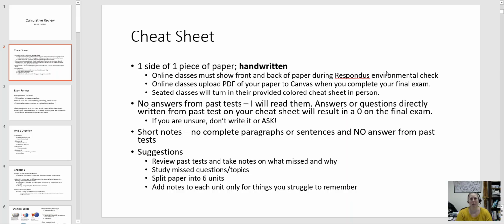Short notes, no complete paragraphs or sentences, no answers from past tests. Tables are not on the final exam, so tables are fair game. But remember, they're going to take up space. You only get one side of one sheet of paper.